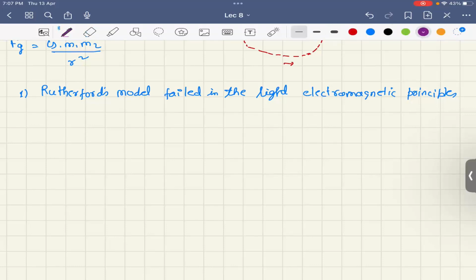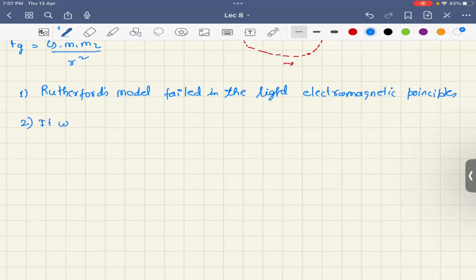What did Maxwell show? Maxwell showed that when a charged particle is moving under the influence of another charged particle, a certain amount of radiation has to be emitted, because of which the energy of that particle has to decrease.